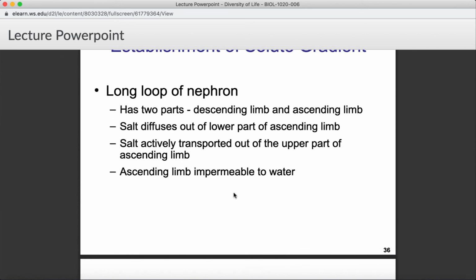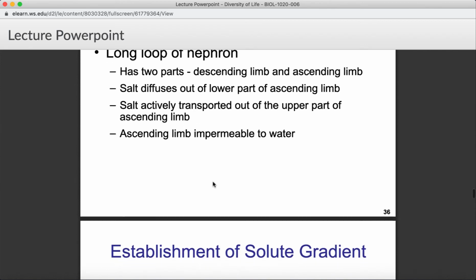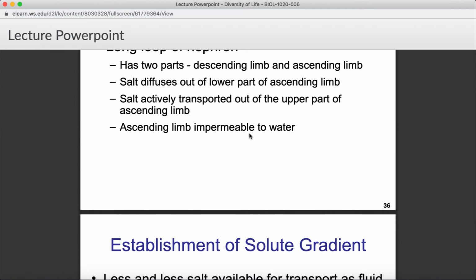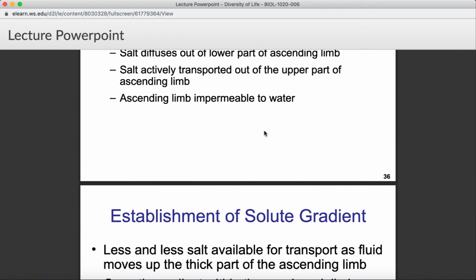The long loop of the nephron has two parts. You have your descending and ascending limb. Salt diffuses out of the lower part of the descending limb and then is actively transported out of the upper part of the ascending limb. And the ascending limb is impenetrable to water, or impermeable to water.